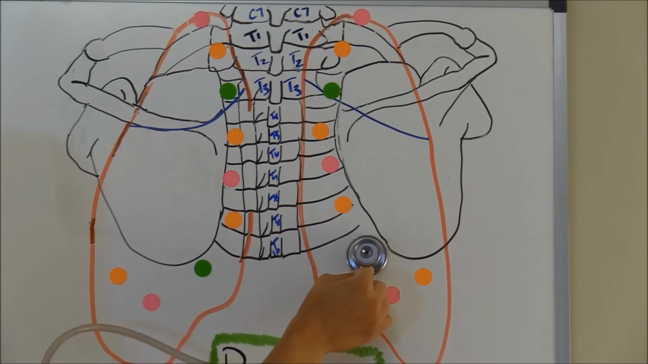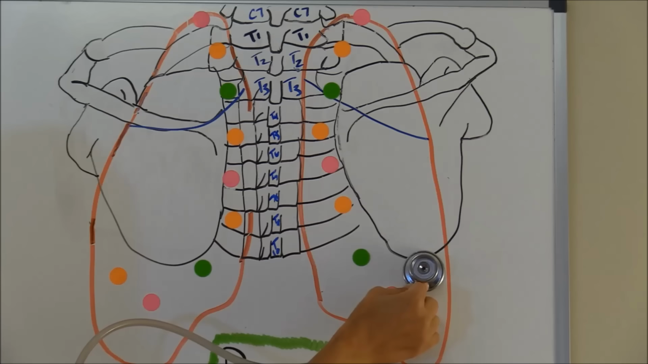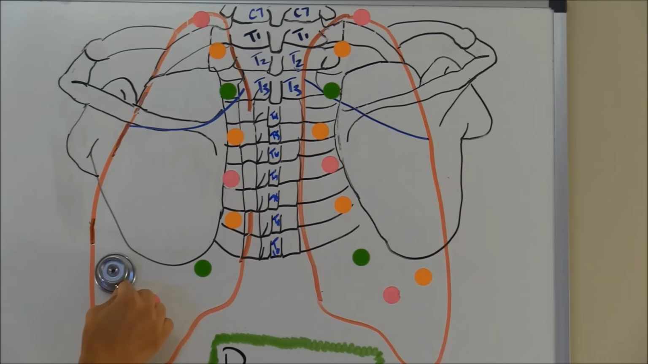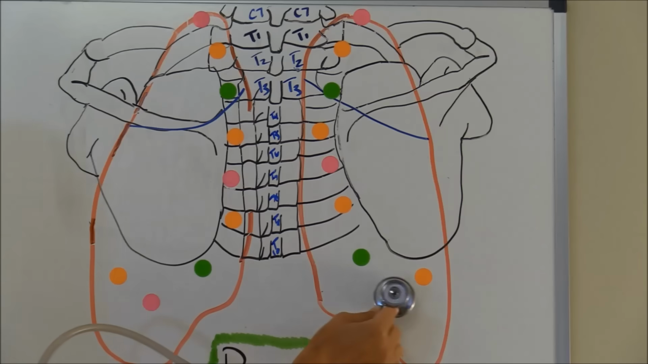And you want to move around almost mid-axillary where you were moving before on anterior. So you can just get a good feel for what's happening in those lower lobes.